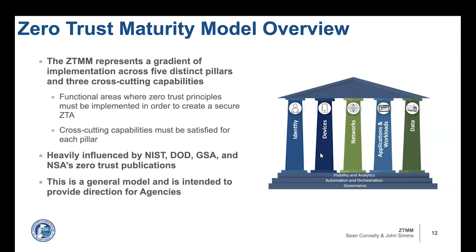And one of the key reasons that we looked at adding visibility, analytics, automation, orchestration, and governance at the bottom of the graphic to really represent that cross-cutting nature of those key components is because we were looking to identify key areas where federal agencies could begin today to advance those capabilities, to start to understand some of the very simple things that they need to focus on and understand before they start advancing zero trust.